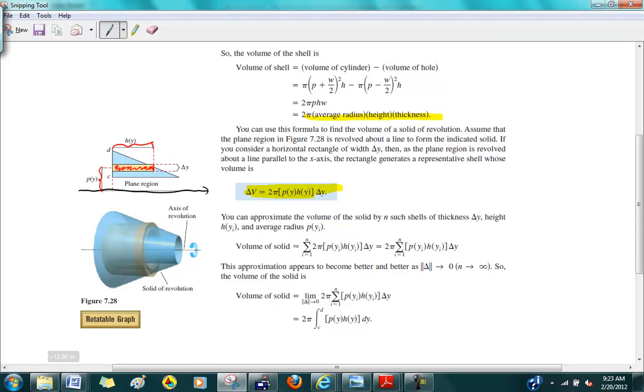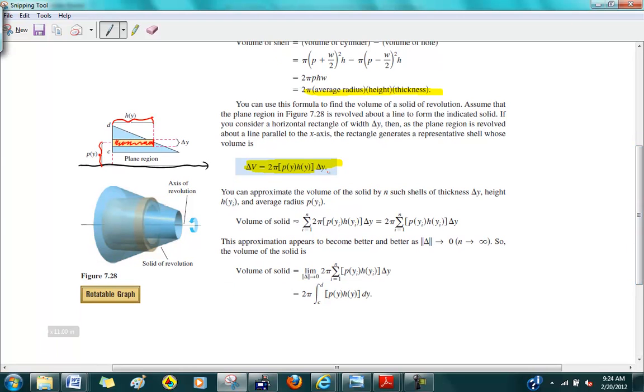Notice that the representative rectangle is now horizontal, as compared to the disk method where the rectangle was at right angles to the axis of rotation. So one fundamental difference between the disk and the shell method is that the representative rectangle in the disk method is at right angles to the axis of rotation, and it's parallel to the axis of rotation in the shell method.